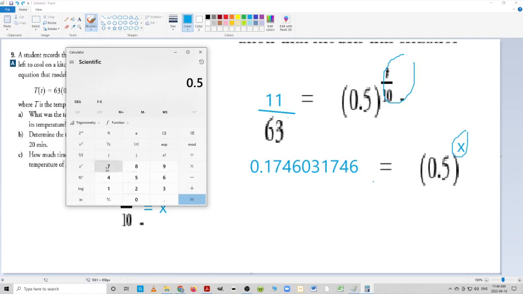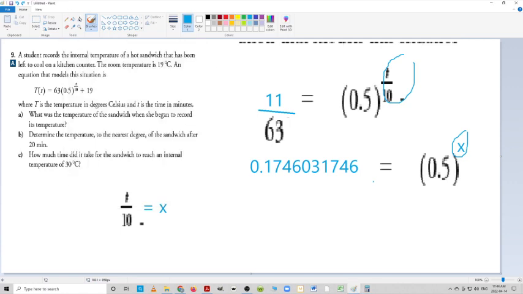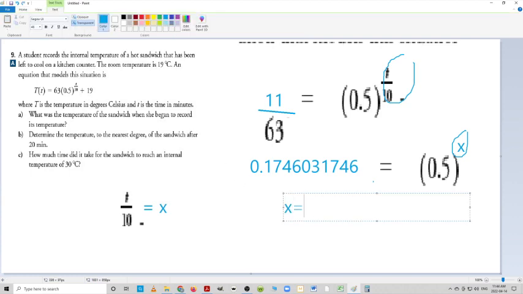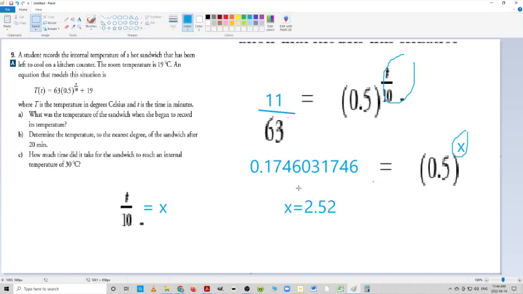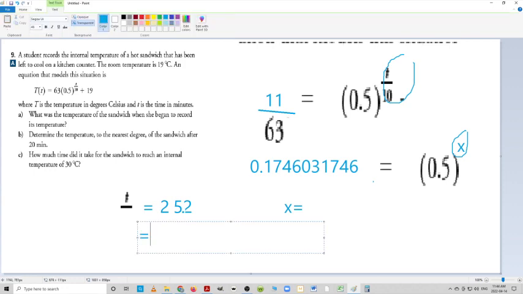0.5 to the power of 2.52. That's about as close as I'm going to get. 2.52. So that means x is 2.52. Now I'm going to bring back my fraction. And now that I know x is equal to this, I multiply by both sides, and I get t is equal to 25.2. If I'm going to just give a rough estimate, it's roughly 25.